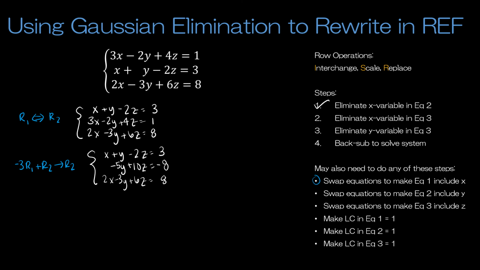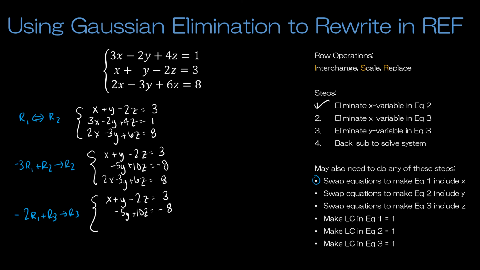Next, I'm going to eliminate the x variable in equation 3. So again, I'm looking at x and 2x, which means I'll have to take row 1 times -2. So -2 row 1 plus row 3 is my new row 3. Let's see the result. Oh, that was awful. Row 1 is still x plus y minus 2z is equal to 3. Row 2 is still -5y plus 10z is equal to -8. And row 3 is now -2 times row 1 plus row 3.